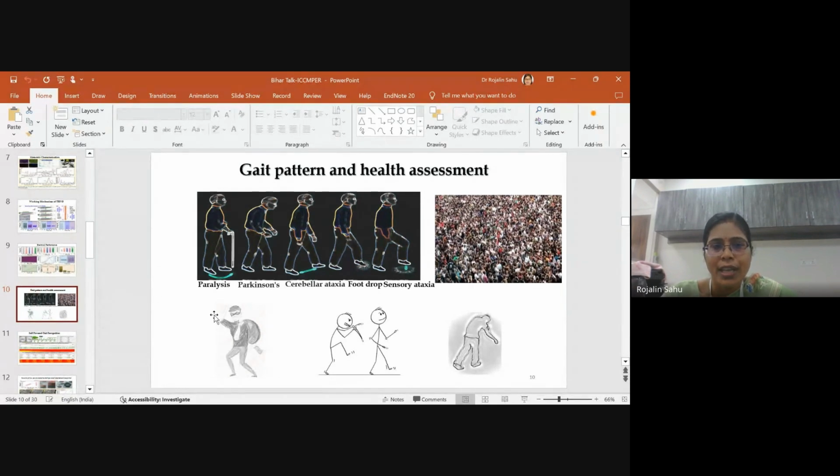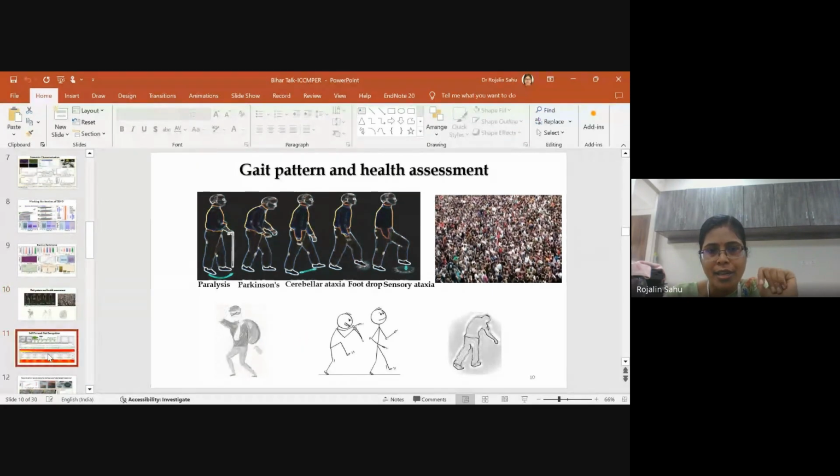With this realization, we have tried to understand the gait pattern analysis by using this device. Gait pattern analysis is very important to understand health assessment, and also in a massive temple area or where a large number of people are gathered, the gait pattern is very important to understand, and that way some of the incidents can be avoided.